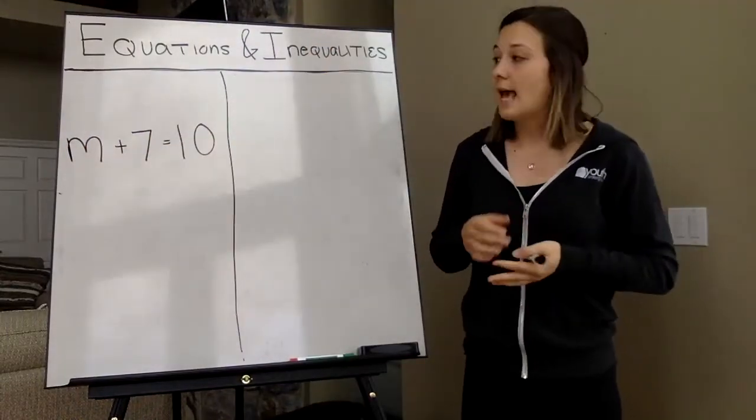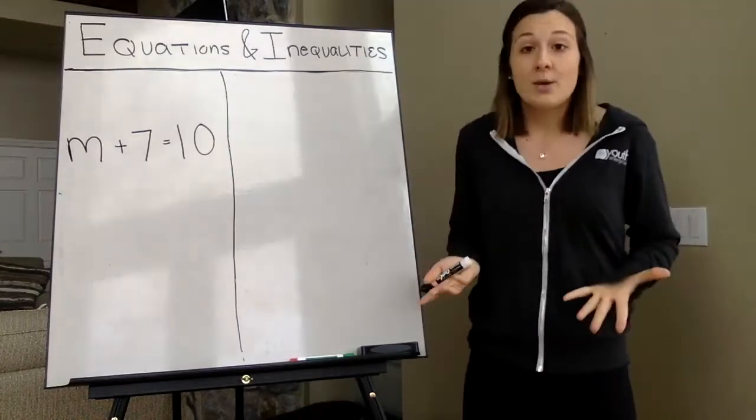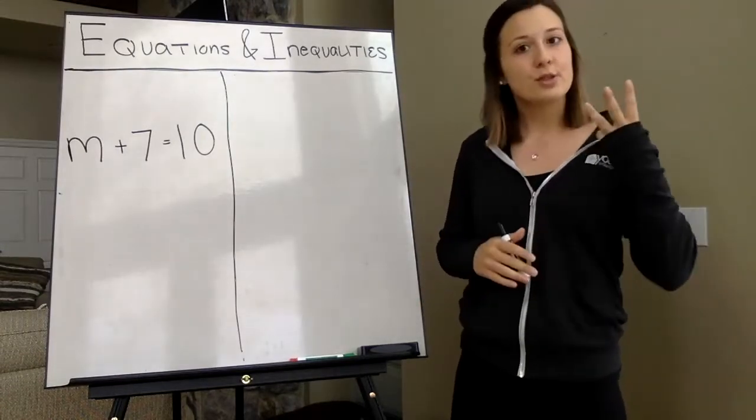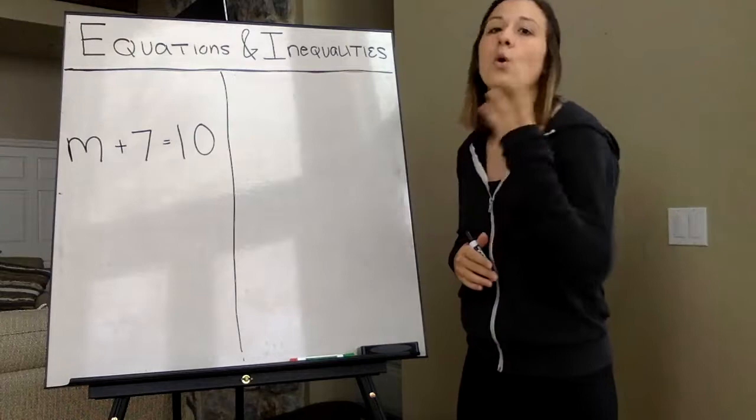So our example is n plus 7 equals 10. Now, how do we figure it out? Those 3 simple rules.